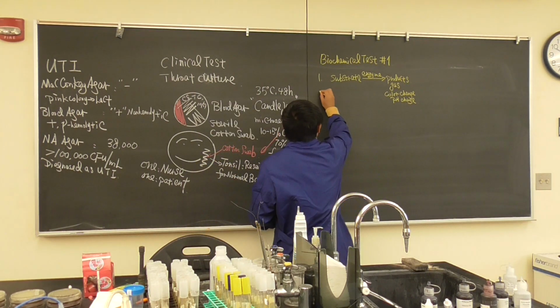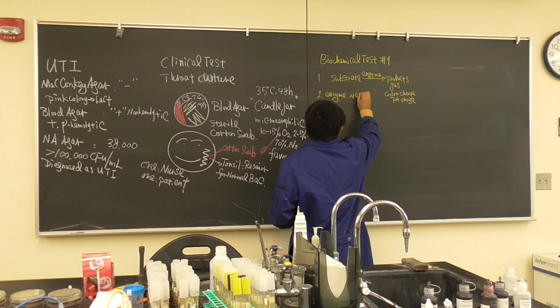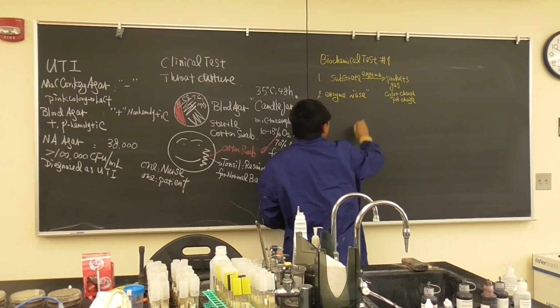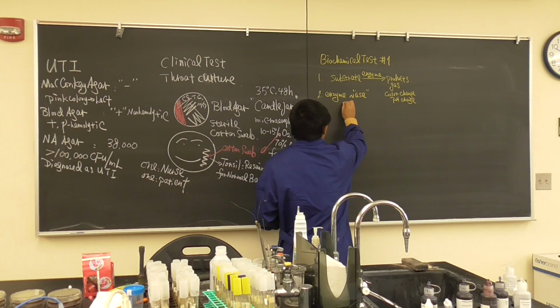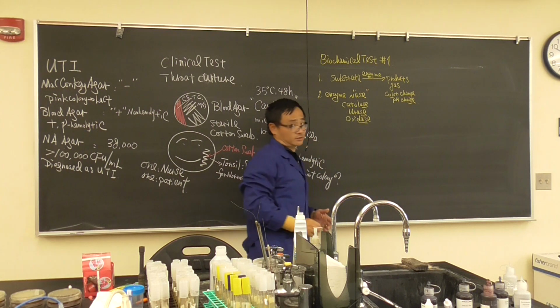So how do we know it is an enzyme? If you see anything ending in ASE, it is an enzyme. For example, catalase, urease, oxidase. You see ASE here? That means it is an enzyme.